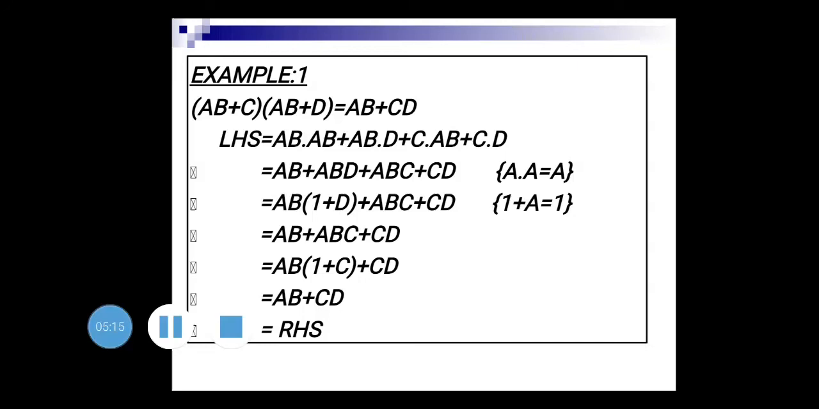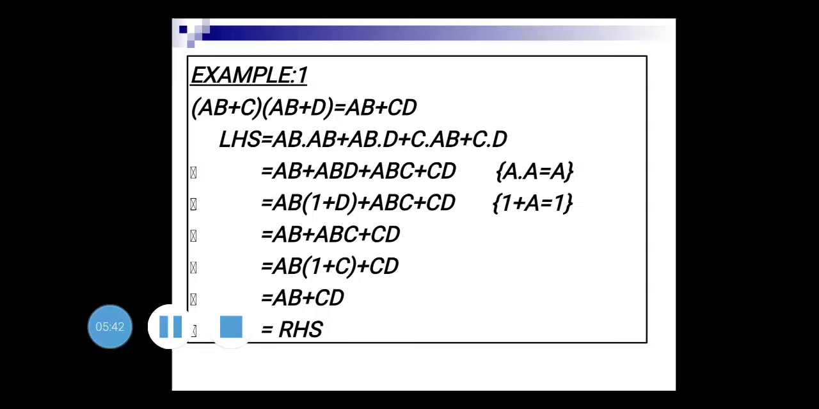And you know the law, 1 plus A is equal to 1. So that is applied here. So that there it was A, here it is 1 plus D. 1 plus any variable is always equal to 1. We have done this law in OR law. So AB remains as it is. AB into 1 is always AB. So in the next step you are having AB plus ABC plus CD.